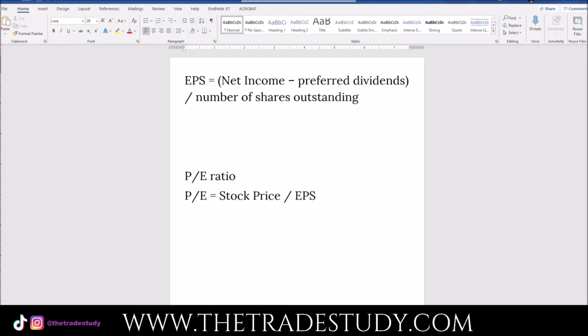Earnings per share, or EPS, is the company's profit divided by the number of outstanding shares of stock. This number is going to tell you the company's profitability, and what we're going to do is take a look at the formula.